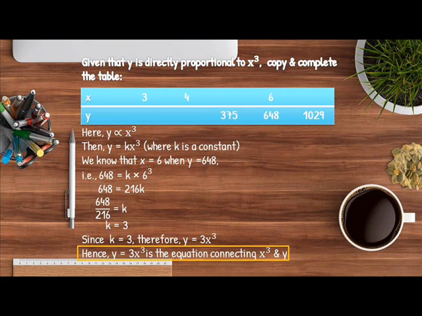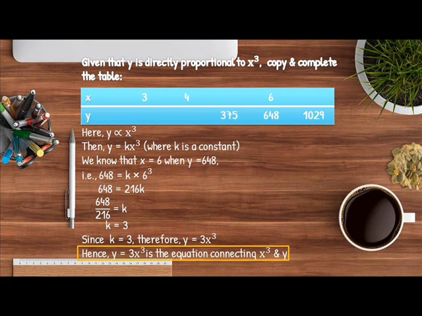Now that we have formed the equation, that is y equals k x cube, we will put the known values into the equation, that is x equals 6 when y equals 648. After putting the values into the equation, our equation becomes 648 equals k into 6 is to the power 3. Well, 6 is to the power 3 equals 216. So we have 648 equals 216k.